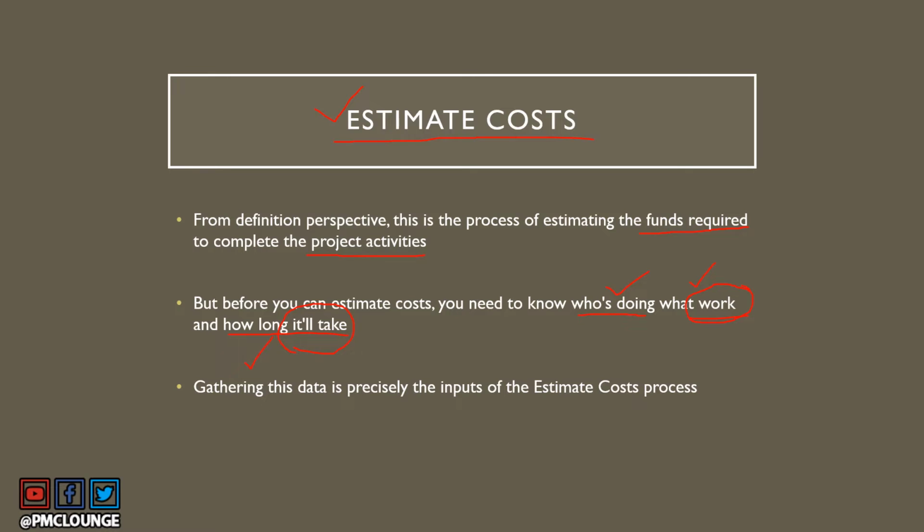Gathering this data, gathering the entire data that you need to estimate cost is actually the inputs to the estimate cost process. Whatever we just talked about, right? These are the actual inputs to the estimate cost process. So if these are the inputs, what are the tools and techniques and what are the outputs from this process? Let's take a look at that as well.